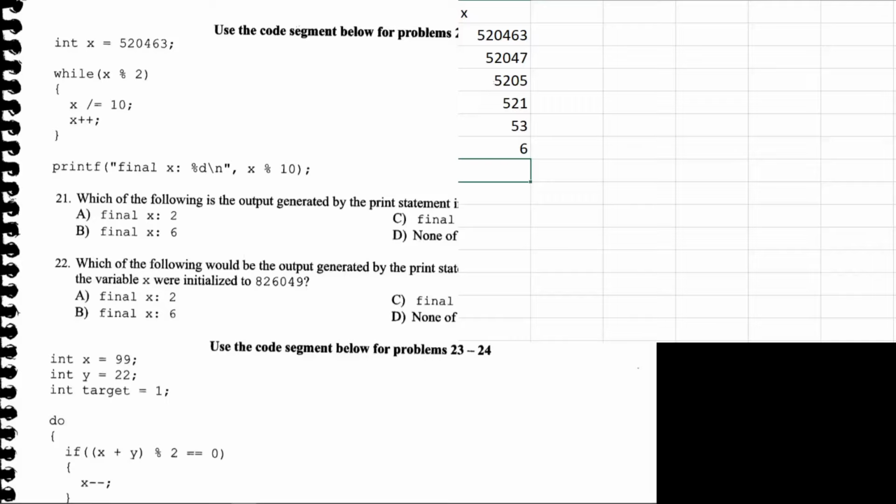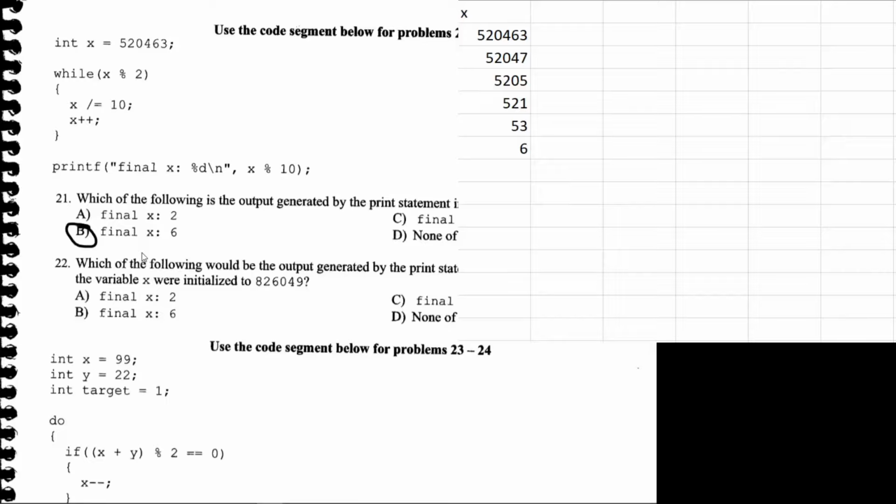Now, it's actually printing 6 modulus 10, but 6 is smaller than 10, so if the smaller number modulus a bigger number, it's always going to be the smaller number, the first number. So 6 modulus 10 is still 6. So the answer to 21 is B.